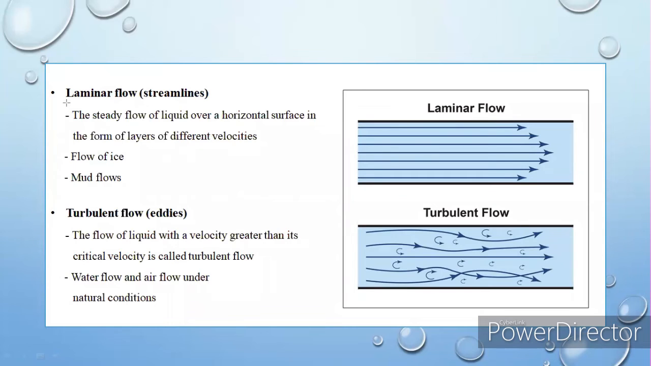Now we can define laminar flow as the steady flow of liquid over a horizontal surface in the form of layers of different velocities. For example, flow of ice and mud flow are essentially laminar. On the other hand, the flow of liquid with velocity greater than its critical velocity is called turbulent flow. Most flow of water and air under natural conditions is turbulent.